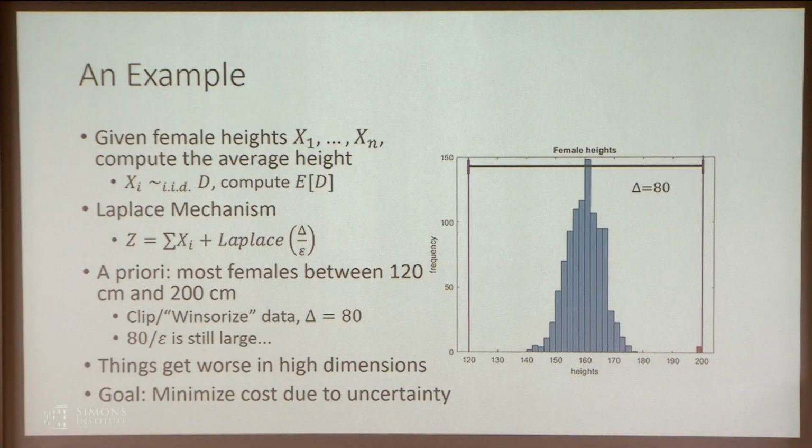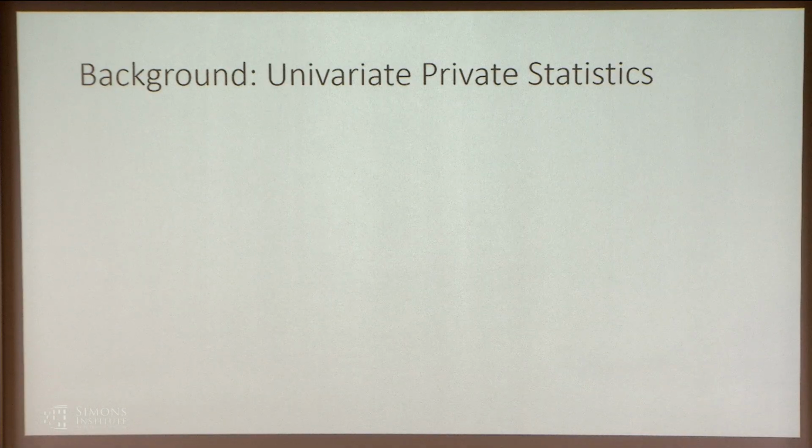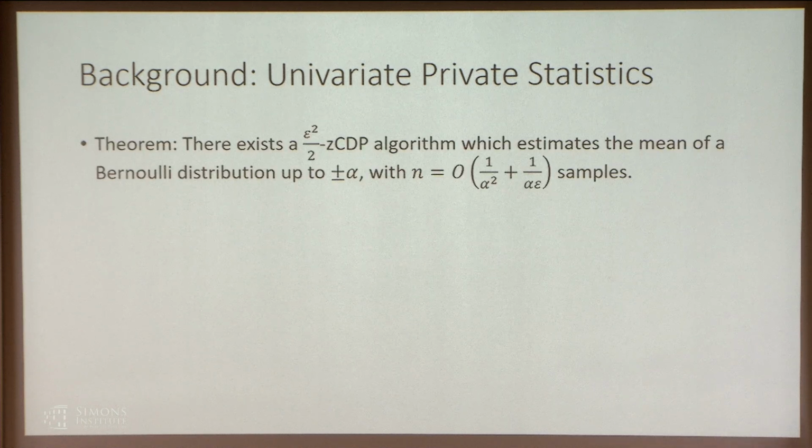Cool. So this is just a univariate problem, and in fact, there's been a good amount of work on univariate problems. Let me give you an example of the type of theorem you're going to see in this talk. This is the simplest private algorithm. In fact, this sort of uncertainty problem does not even come up here. Suppose we wanted to estimate the mean of a Bernoulli distribution up to plus or minus alpha, then there exists a private algorithm which does this with 1 over alpha squared plus 1 over alpha epsilon samples.